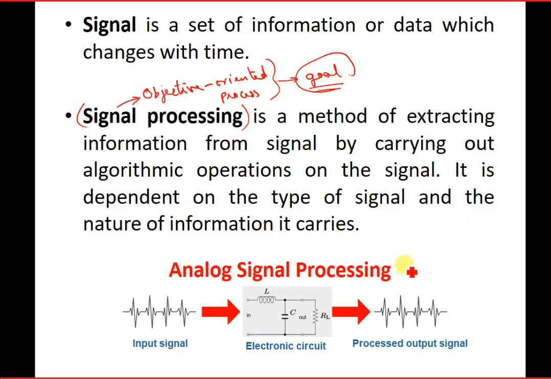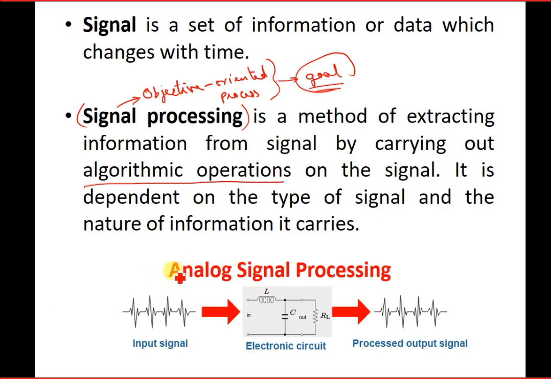So this is called signal processing. Okay, so we have seen that signal processing is an objective oriented process where we have a fixed goal, and depending upon what goal we want to achieve, we carry out certain algorithmic operations on the signal so that we can get the output with our desired properties. Now the signal processing can be carried out either in the analog domain or in the digital domain.